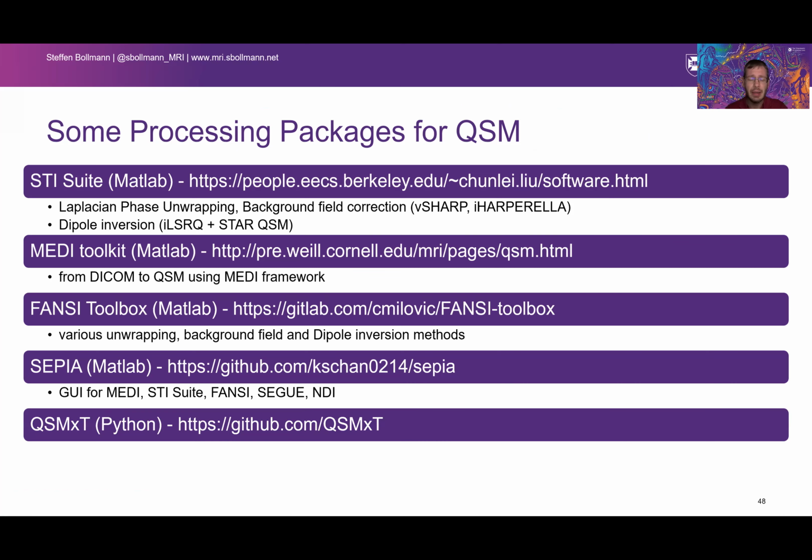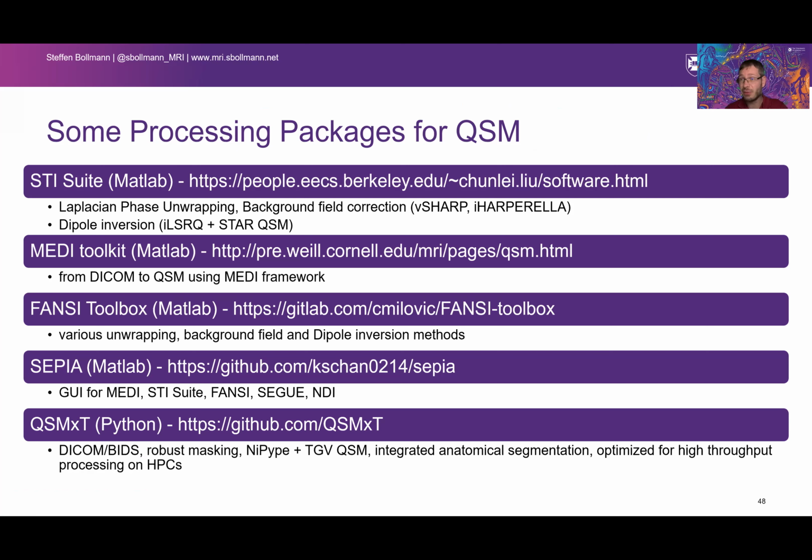And then there's also a pipeline that we developed in our group, which is called QSM-XT. It's a complete pipeline that starts from DICOM. It also works with the BIDS standard. It implements our robust masking technique that we're showing at this ISMRM. We use Nipype and TGV QSM under the hood. So it's really tweaked for high performance processing on high performance computing clusters. And we also integrated anatomical segmentation. And I hope you have time and look at this, and maybe it's useful for your work. So if you have lots of data, this could work quite well.